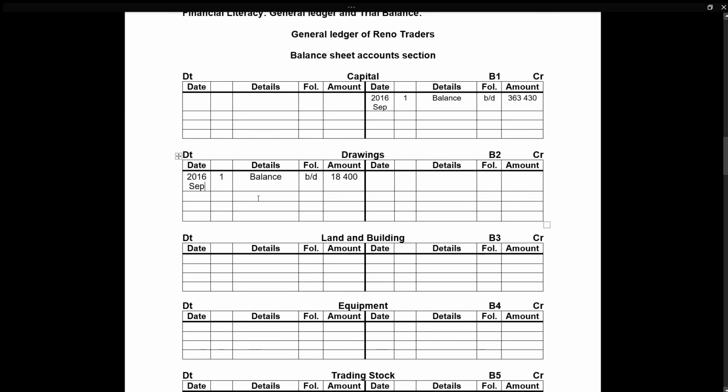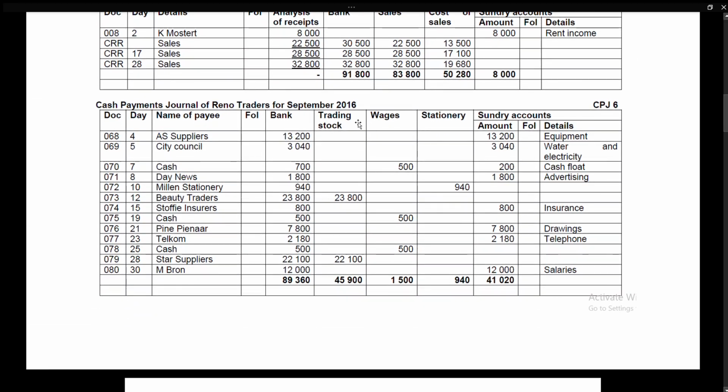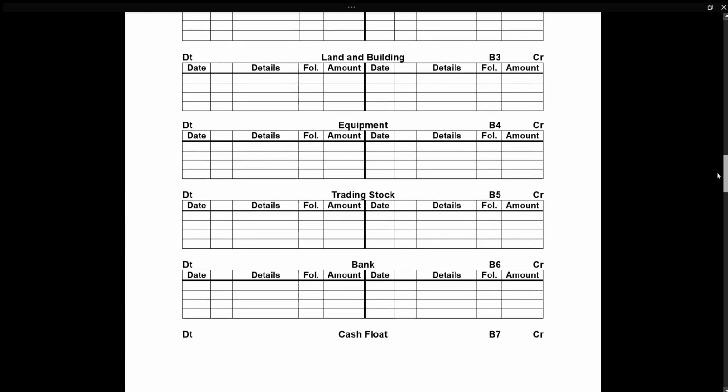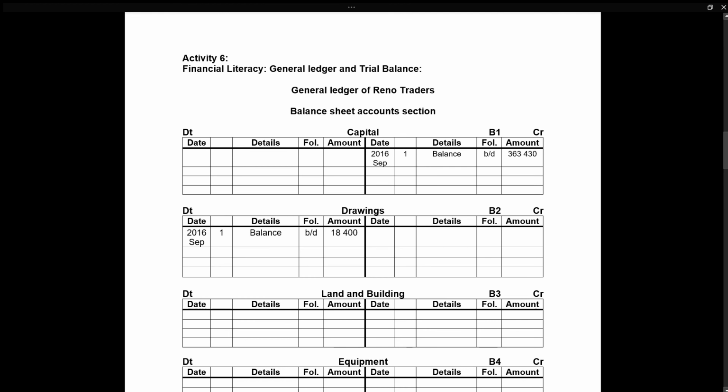There you go. Now we need to have a look. Were there any more transactions with drawings? No drawings column. Drawings. There's drawings. Right, so drawings on the 21st of September to the amount of 7,800 Rand. We need to use that specific date because it's not a total of a column. Therefore, 7,800 Rand.